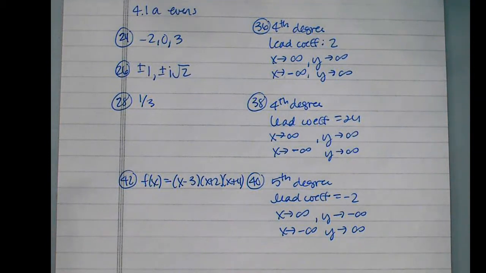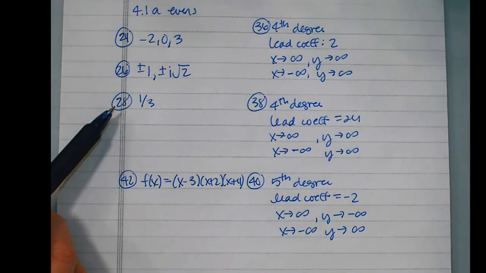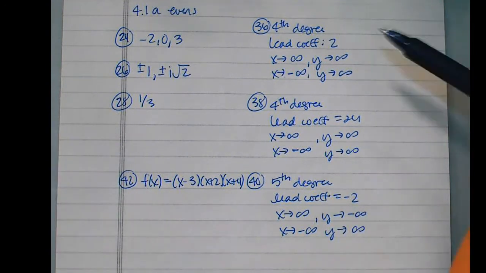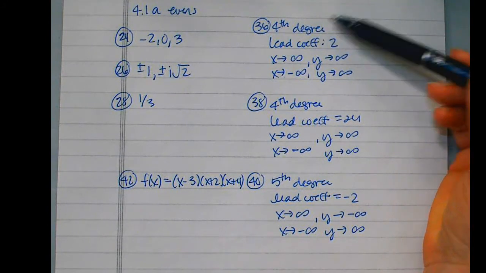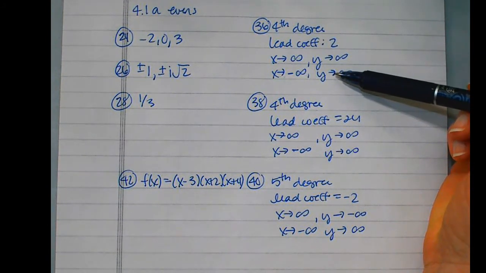So looking at evens for 4.1, our first lesson, in 24 and 26, you're supposed to find the zeros. 28, another zero. And then these, you had to look at it and say what degree it is, the leading coefficient. And I always write mine this way. If you want to switch it and write it like the book does, it doesn't matter to me.